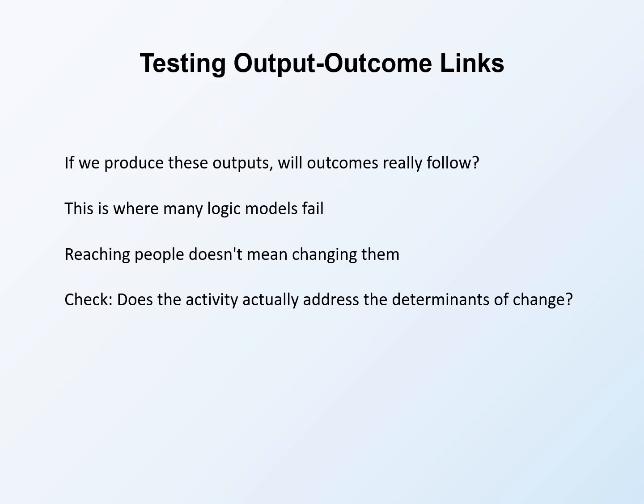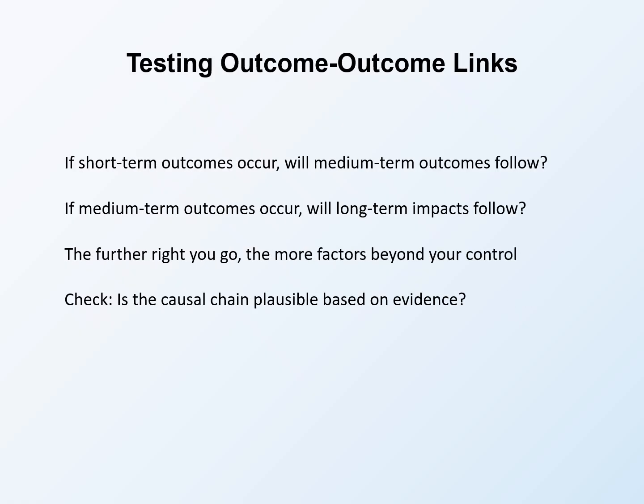The link breaks. Continue testing through the outcome chain. If short-term outcomes occur, will medium-term outcomes follow? If people gain knowledge, will they change behavior? Not automatically. The knowledge-behavior gap is well documented. What bridges that gap in your program?